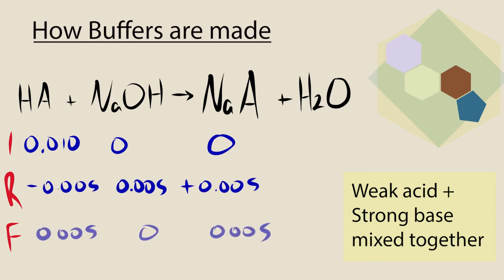Remember, the ratio of weak acid and conjugate base must be within the 10 to 1 mole ratio in order for the solution to be considered a buffer. In this example, initially we have a solution containing 0.010 moles of weak acid. The solution is then treated with 0.005 moles of sodium hydroxide. The hydroxide reacts completely with the weak acid and is fully consumed. The weak acid that reacts with the hydroxide is converted to the conjugate base.